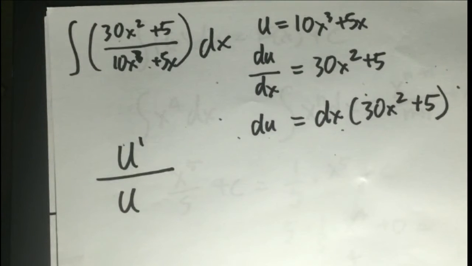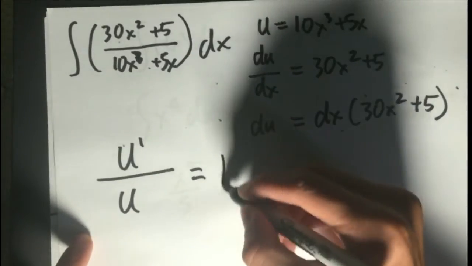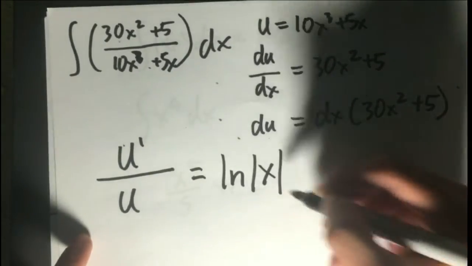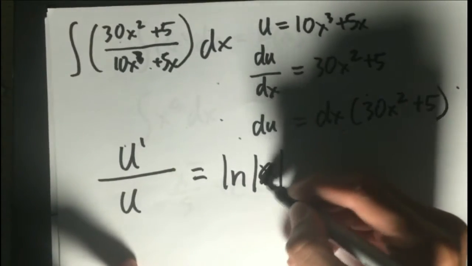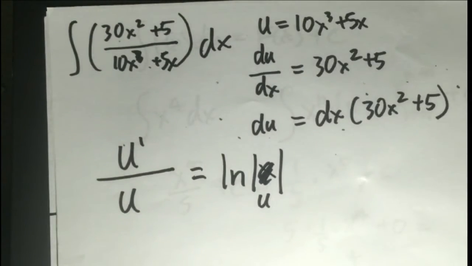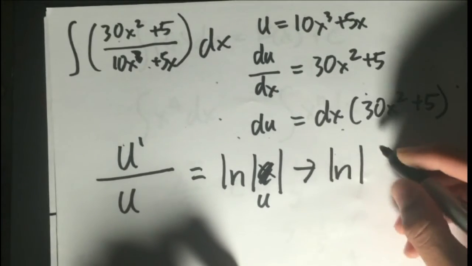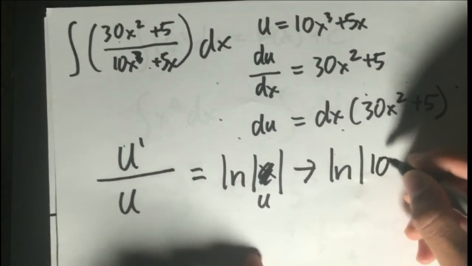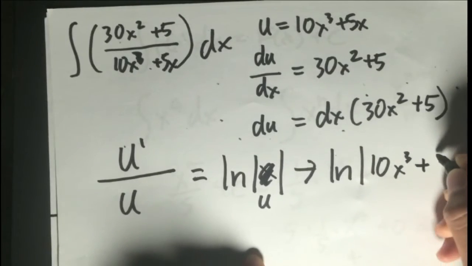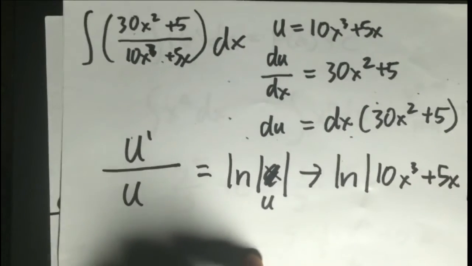Does that look familiar to you? It should, because u prime over u is equivalent to, that is right, oh, my bad, to natural log of u. So, bringing all this back together, all we need to do now is plug u back into natural log. And that's your answer.